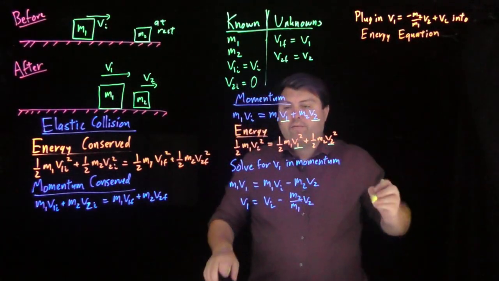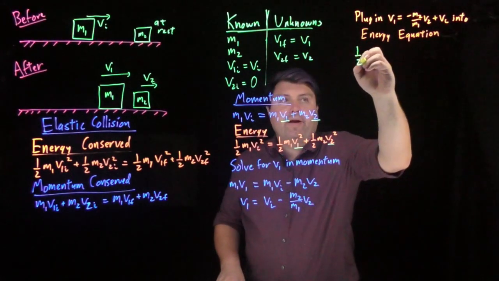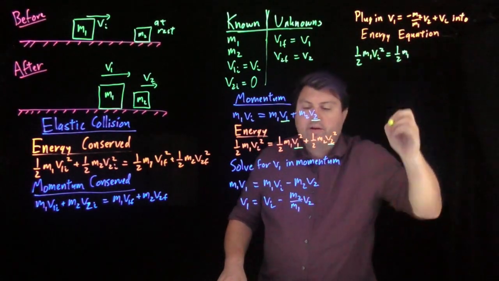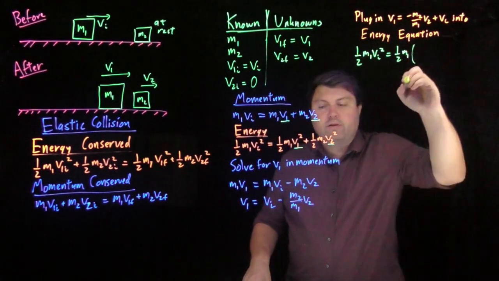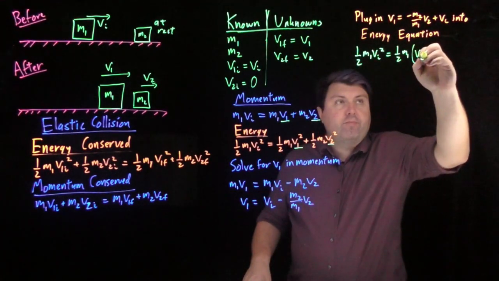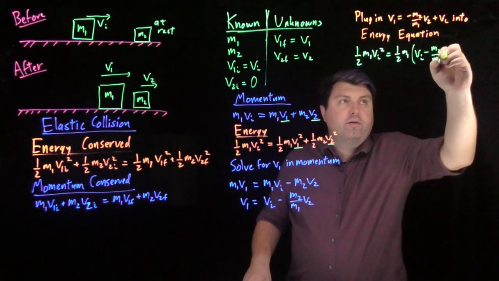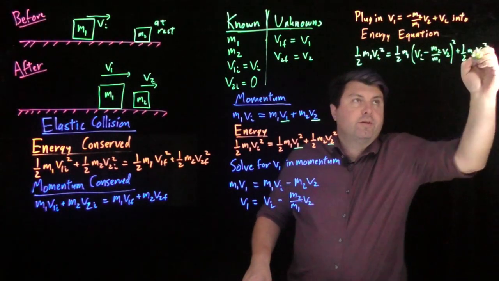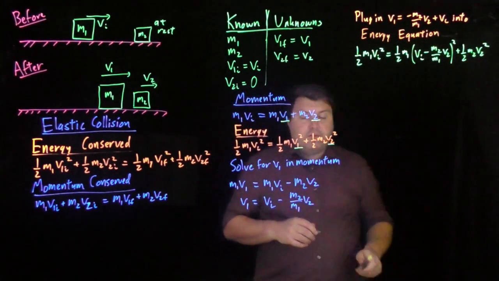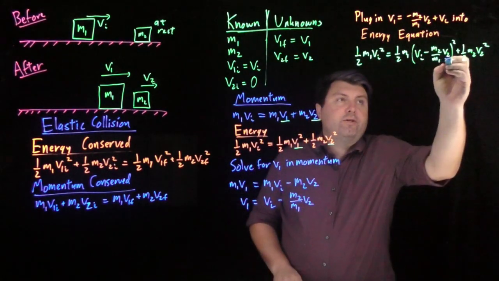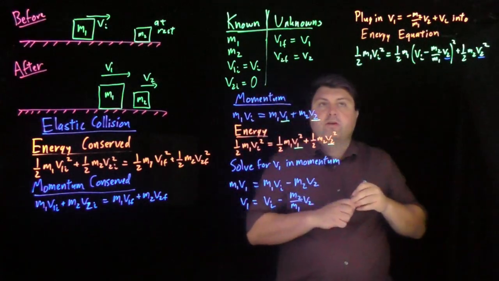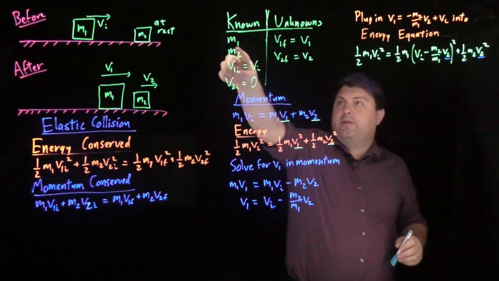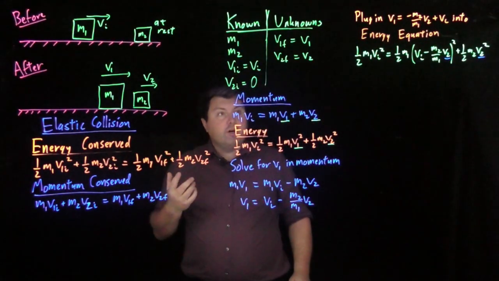So when we do that, this side stays just the same, 1/2 m1 vi squared equals 1/2 m1, and now we have to plug all this in: vi minus m2 over m1 v2, quantity squared, and then plus 1/2 m2 v2 squared. So now we have v2 as the only unknown, and everything else, 1/2 m1 vi, m2, m1, 1/2 m2, are all our knowns. So we're left with one equation, one unknown.